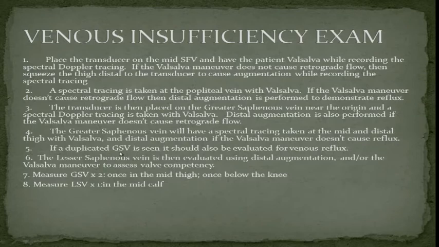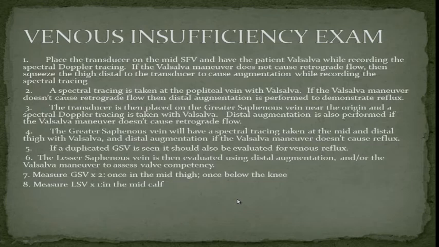If a duplicated great saphenous vein is seen, it should be evaluated for venous reflux too. Sometimes these veins can be duplicated. When I say sometimes, fairly often, about 25% of times. Each channel has to be followed for venous reflux. In our institution, we don't do it.